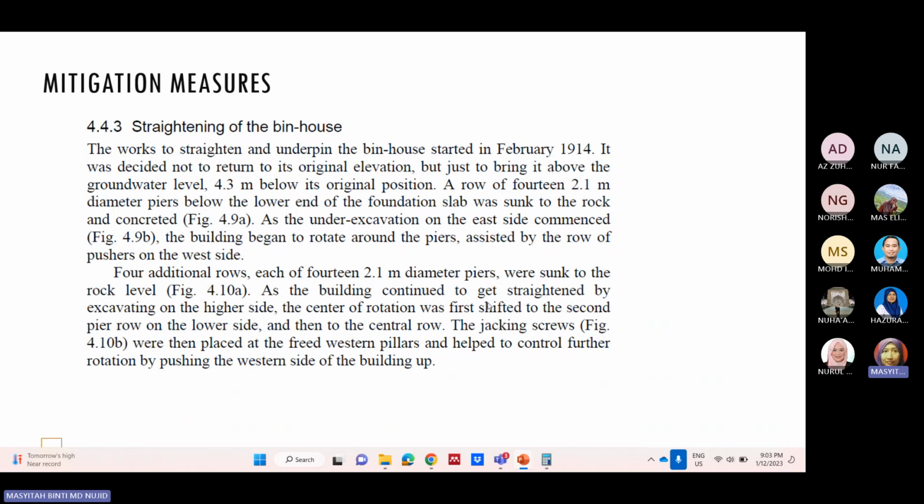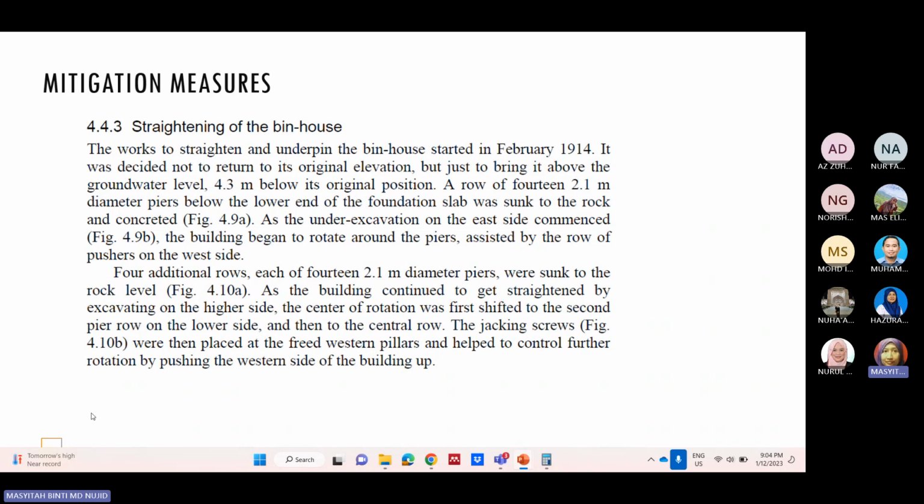As the building continued to be strengthened by excavating the higher side, the center of rotation was first shifted to the second pier row on the lower side, and then the central row. The jacking screws were then placed at a few western pillars and helped to control further rotation by pushing the western side of the building up.